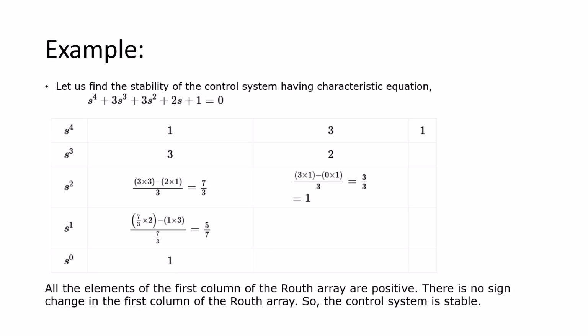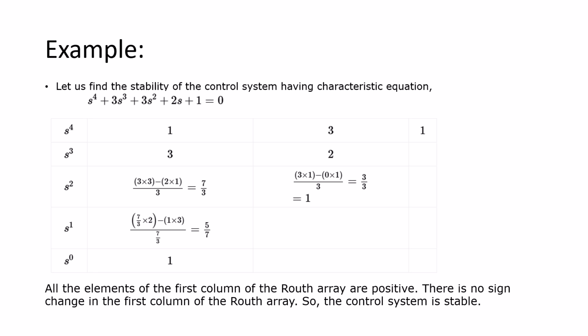So let us take an example. The characteristic equation is given. Suppose the open loop transfer function GS or GSHS is given, then you have to get the characteristic equation. How do we get the characteristic equation? By 1 plus GS or 1 plus GSHS. Here the characteristic equation itself is given.